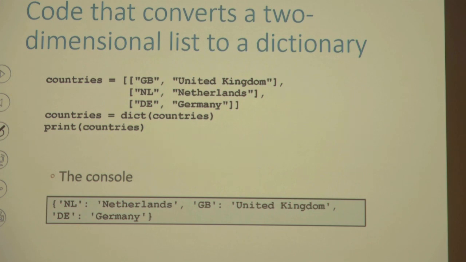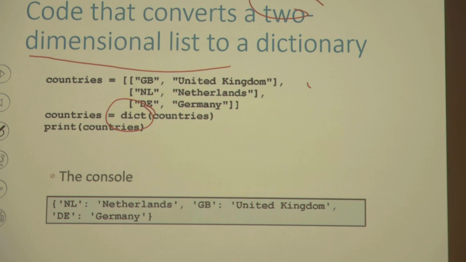So in here, what we're converting is a two-dimensional list to a dictionary. Why does it have to be a two-dimensional list? Because the first dimension will be the key, and the second dimension will be the value. So this is a list. It has GB, United Kingdom, NL, a list of lists. When you convert it with the dict function, it will convert it to a dictionary.